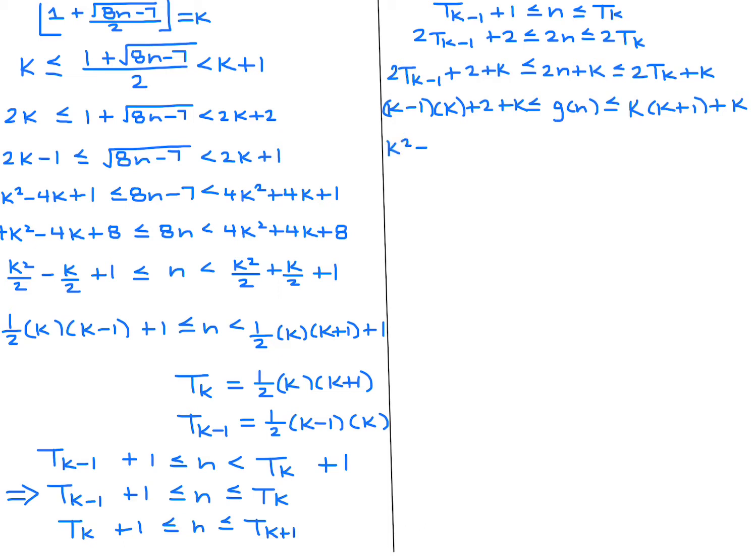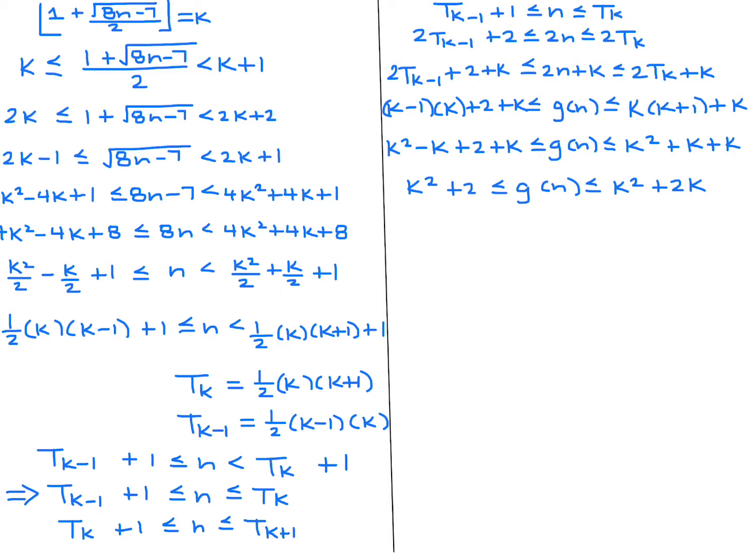Now let's expand this, and when you do, you get k squared minus k plus 2 plus k less than or equal to g(n), and less than or equal to, let's expand this, k squared plus k plus k. On this side, all we're left with is just k squared plus 2 less than or equal to g(n) less than or equal to k squared plus 2k. So that means all of the g(n) values are as follows: k squared plus 2, k squared plus 4, k squared plus 6, dot dot dot, all the way to the last one, which is going to be k squared plus 2k. And whatever k is, if k, for example, was 5, it would be 2, 4, 6, 8, all the way up until 10. So as you can see, it's k squared adding multiples of 2.